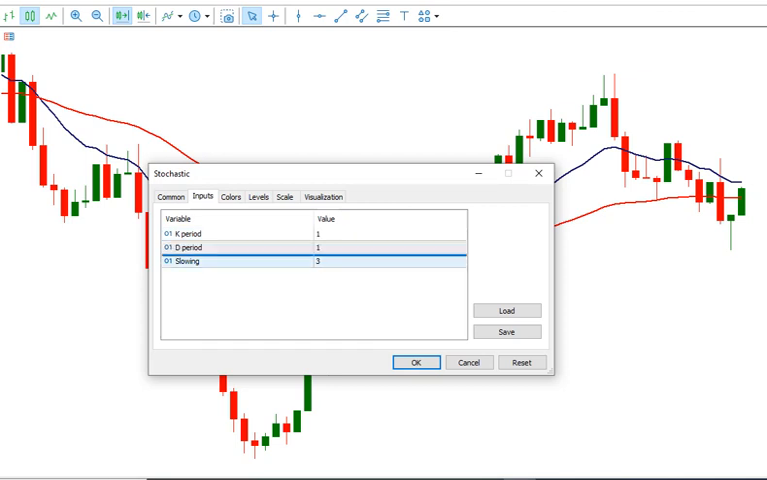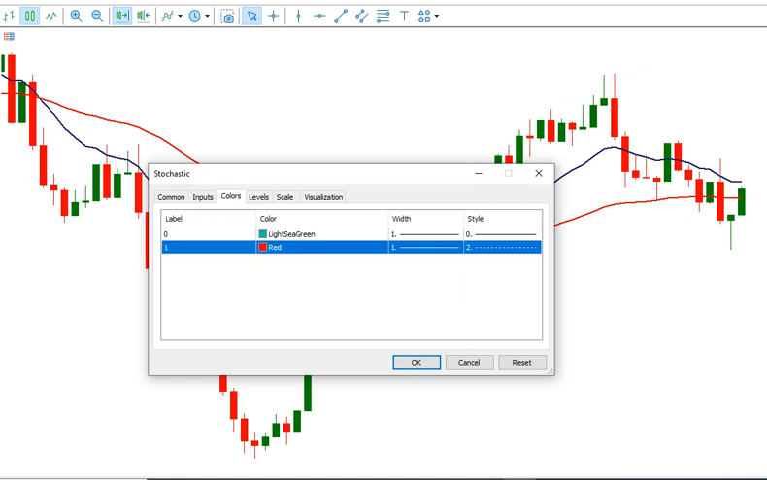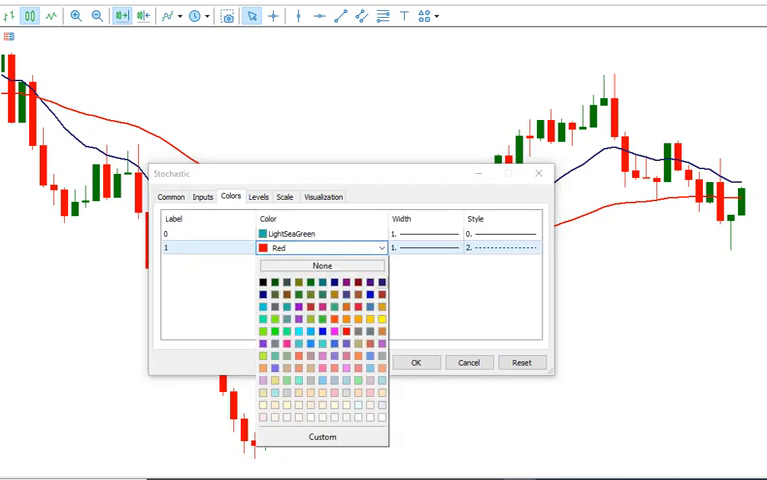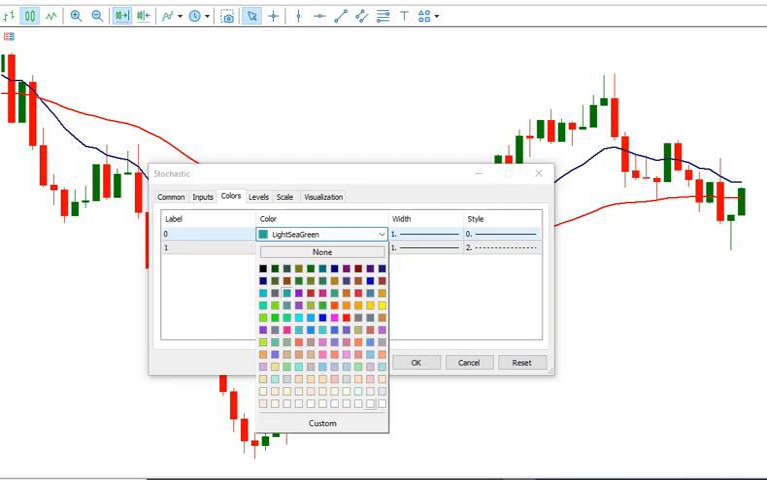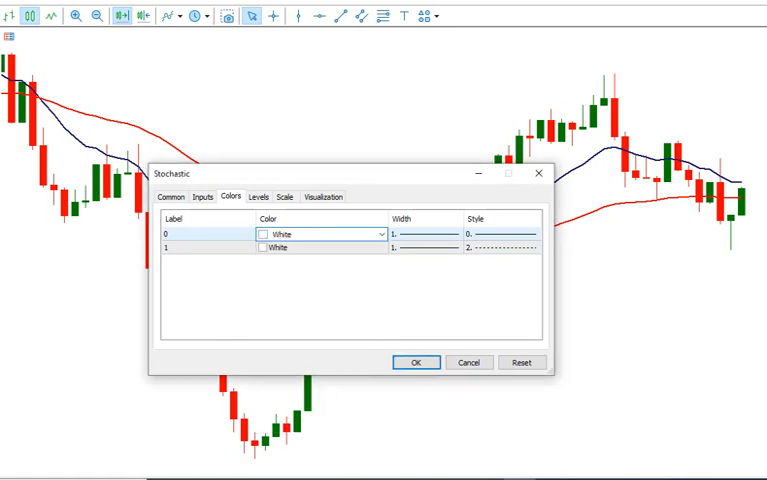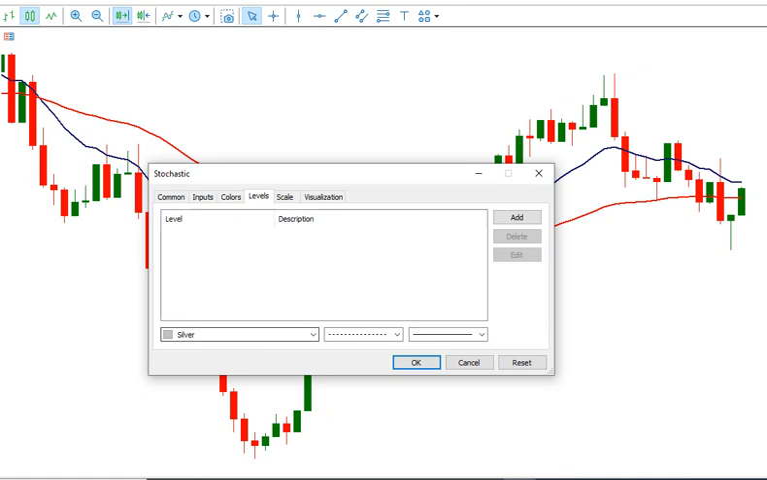Then I'll be adding my K period as one, and my D period as one. I'll be adding my slowing as one so that it will not be that harsh. Then I will be adding my color. The red here is the background color. The light sea green is the background color. Are you getting that? Then my levels. This is where you should pay attention. The levels I'll be adding now start with 90.